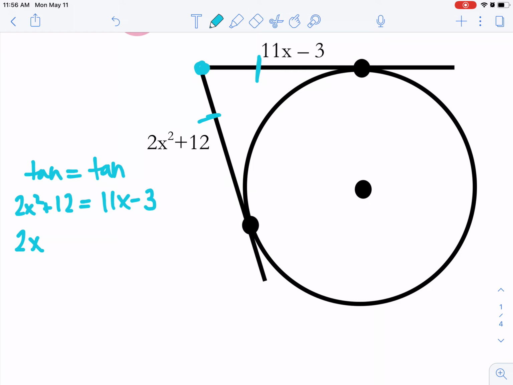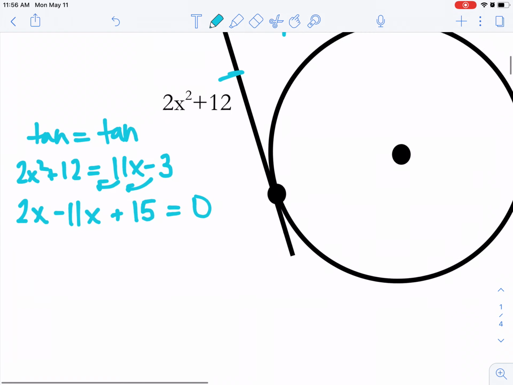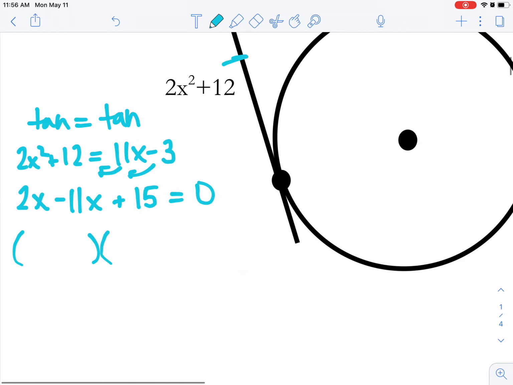First thing we need to do is set the quadratic equal to 0. So we're going to move all of these guys over to the same side. So I'm going to subtract the 11x. I'm going to add the 3, which gets us 12 plus 3 is 15 equals 0. So now we have to factor. So the two first terms have to equal 2x squared. So that's going to be a 2x and an x.